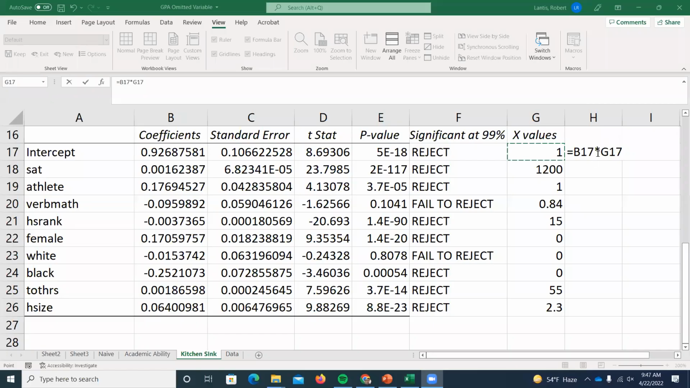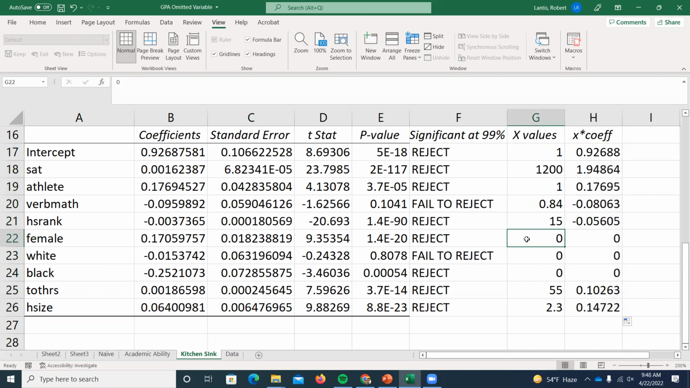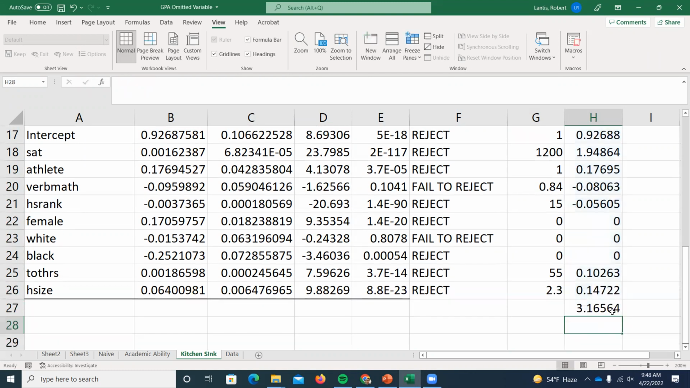And so once I have this set up, I can copy this down. Notice when the person isn't in that category, I shouldn't be adding anything into my prediction, right? Because this was the effect of being female. This person wasn't female, so that shouldn't get added into my prediction. Now I've got every single X variable times its coefficient. Now it's just a matter of adding those all up to get my predicted GPA. So this person, we would predict their college GPA would be 3.16.